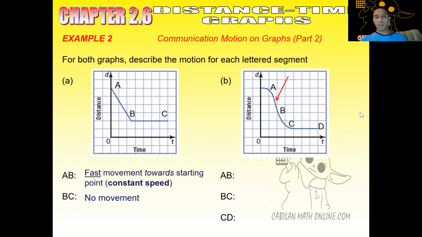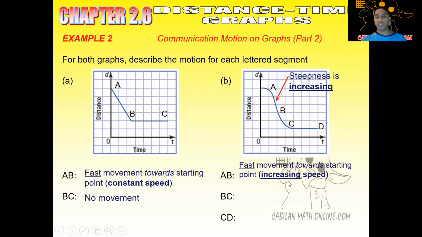Now, this can be a little bit tricky at first, but just make sure you can follow along here. If you look at A to B, as I travel down A to B, or you're going down the roller coaster over here, this is when the speed increases. Okay, and the reason for that is because as I go down from A to B, the curve is getting much steeper. All right, so since this curve is getting much steeper, that means there's an increase in speed, which you can also know as acceleration. So what we have here is a description: fast movement towards the starting point, and you notice I've underlined and bolded the word increasing. Okay, so from point A to B, the speed is constantly changing there.